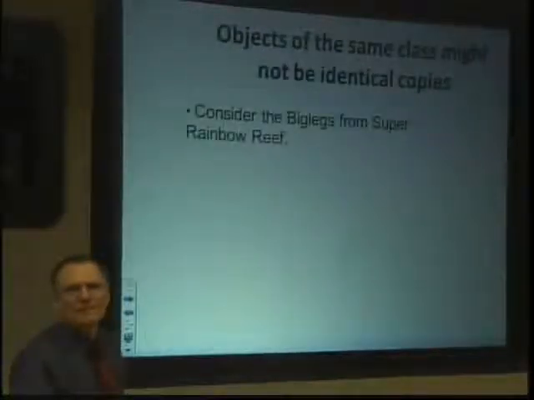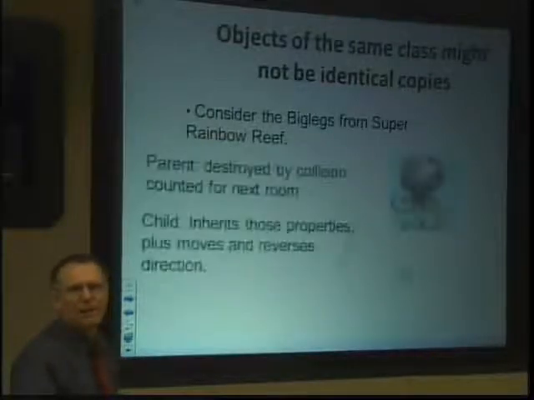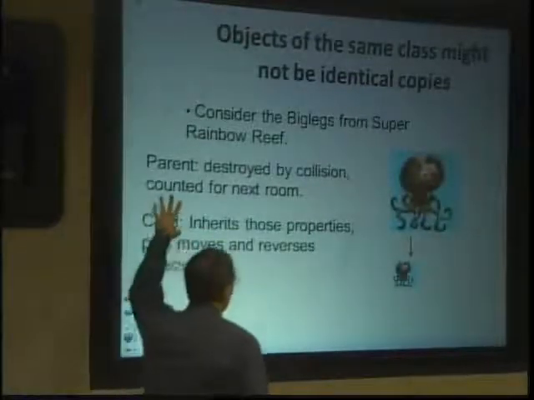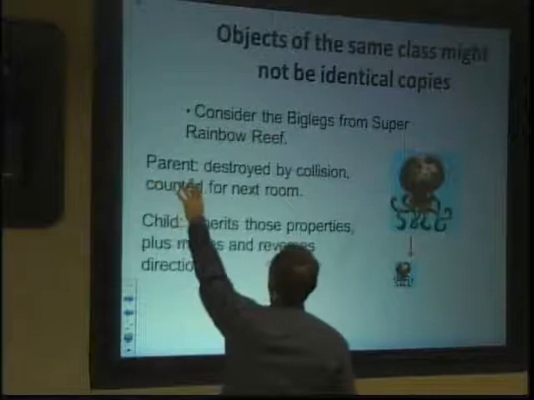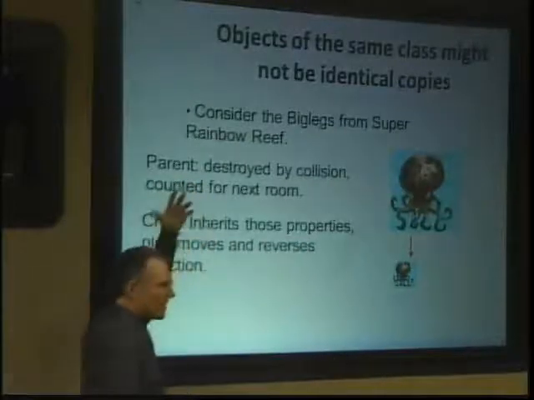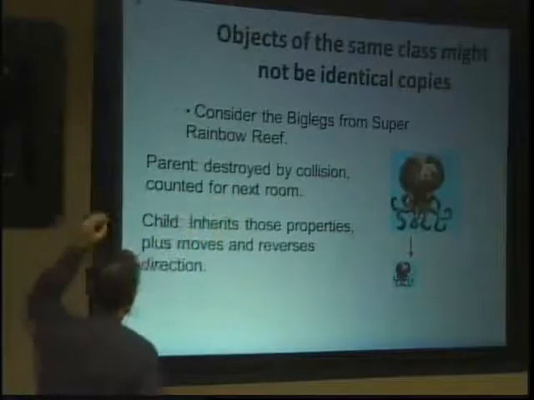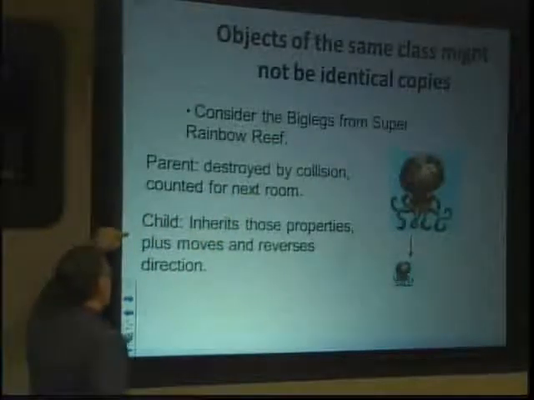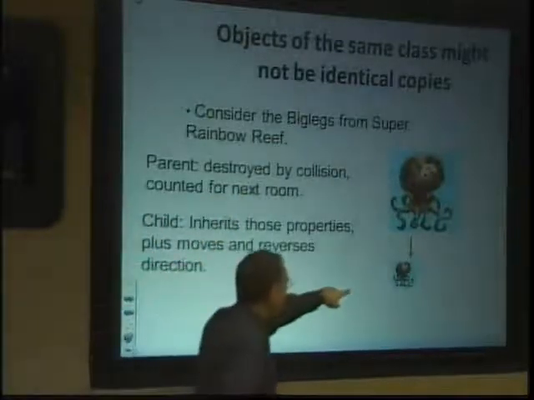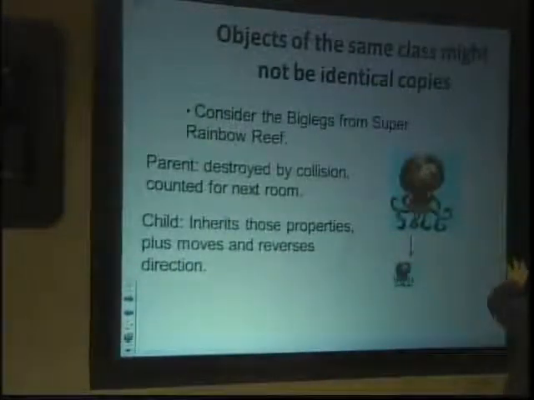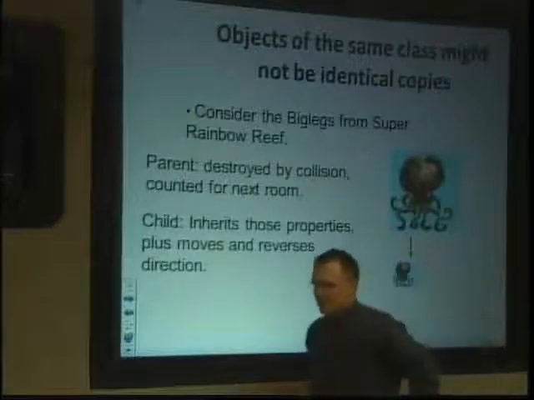Objects of the same class might not be identical copies. Consider the big legs in Super Rainbow Reef. There were a couple of different kinds of big legs. The parent is destroyed by a collision with the pop object. And there's a count of the parent object to determine if you move to the next room. Now, a child inherits these properties, plus this version of it moves. It starts out moving, and if it touches a boundary, it starts moving in the opposite direction.